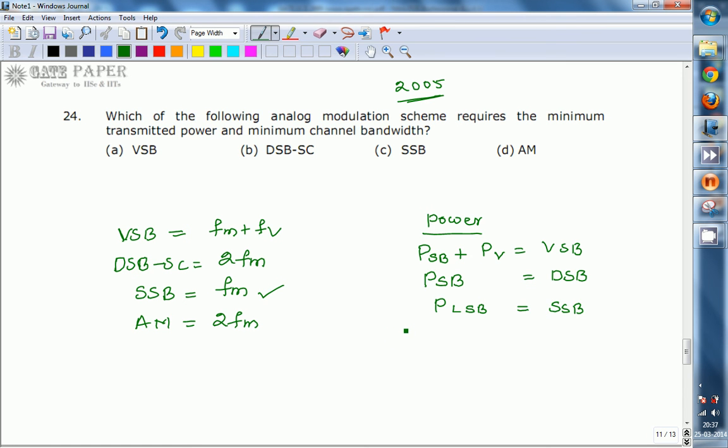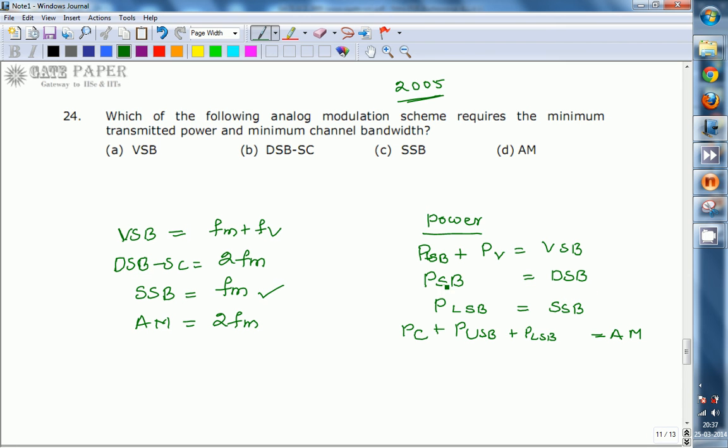And for conventional AM, the power is required for the carrier, and to transmit the carrier, the power is required to transmit the upper sideband and lower sideband. This is for AM. Here, if we observe, the vestigial sideband power is required as one of the sideband powers plus Pv. That is, the one sideband power is nothing but PLSB, plus some extra part is required.